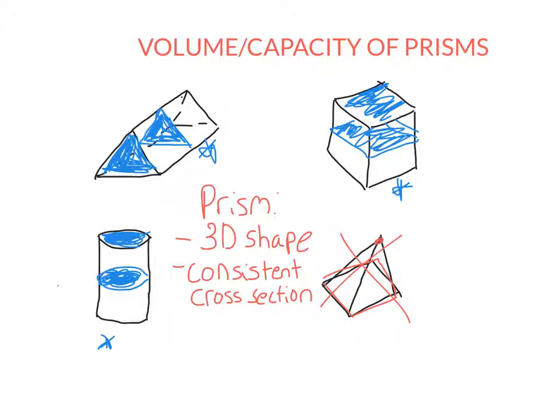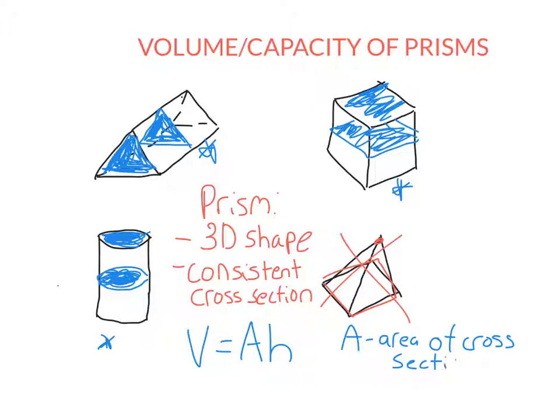The way you find the volume of any prism is actually pretty simple. The volume is just A times H. A is the area of the cross-section, or if you like, the area of the base, but the base isn't always on the bottom of the shape.